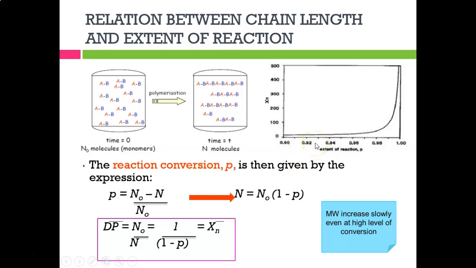Alright, this one is the graph to represent how the degree of polymerization increases. Okay, degree of polymerization is given by Xn. It will increase the molecular weight of the polymer. So, if the conversion increases, okay, P increases, the degree of polymerization also increases, and it will produce high molecular weight polymer. Kalau slow macam mana? Kalau dia sangat slow, kita kena letak catalyst.